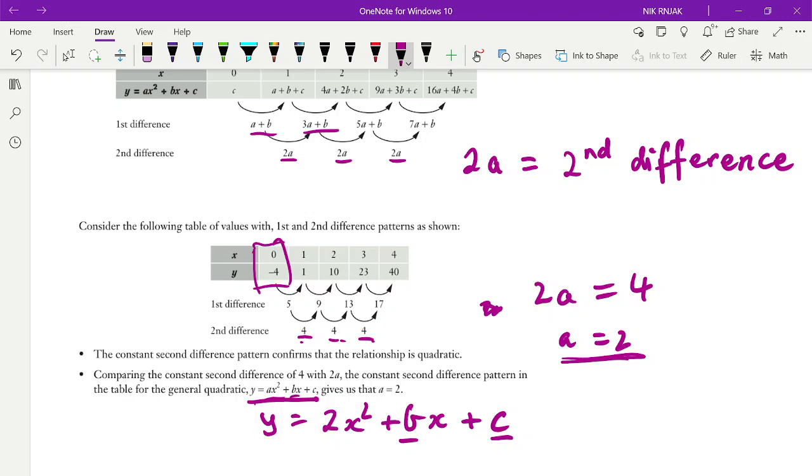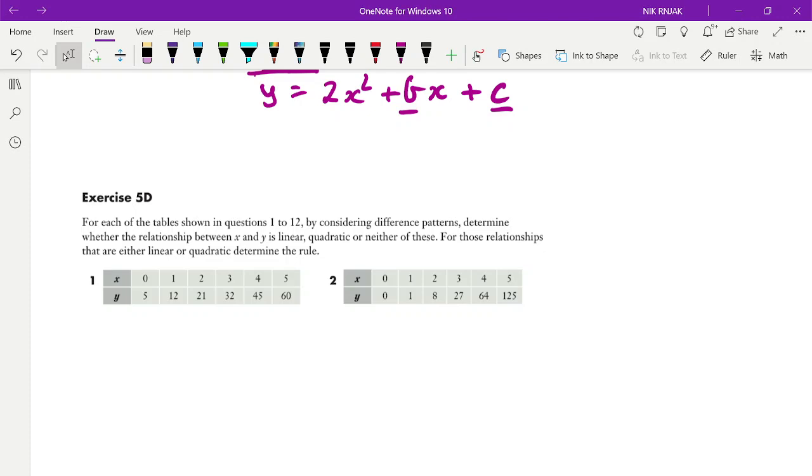So let's have a look at an example on how to find the rule of a quadratic equation from a table. So you've got exercise 5D. We'll do the first couple, and then I'll get you to do the rest of the questions. So for each of these tables, you first need to determine if the relationship is linear, quadratic, or neither. And for those relationships that are linear or quadratic, determine the rule.